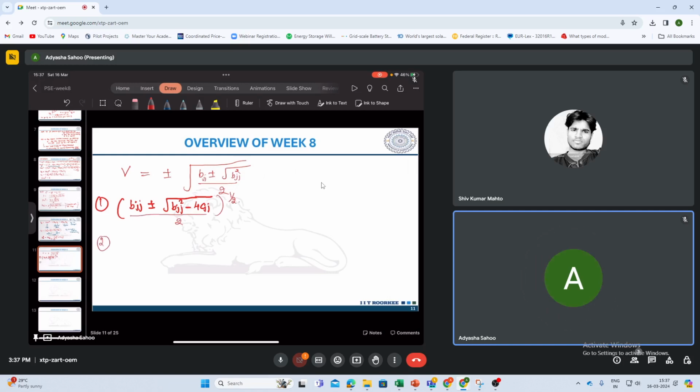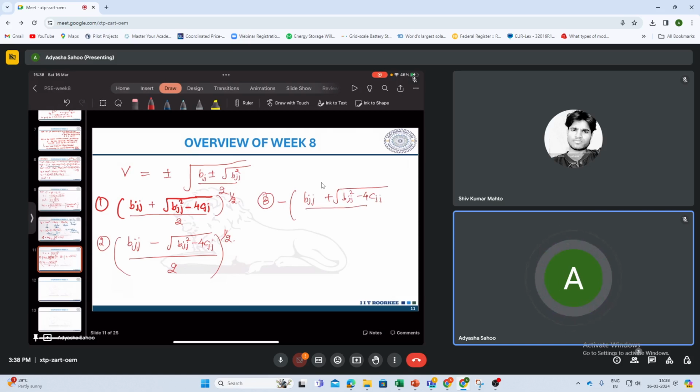Similarly, the second one is BJJ minus BJJ square minus 4CJJ divided by 2, whole square root. The third one is minus BJJ plus BJJ square minus 4CJJ divided by 2, whole square root. Similarly, minus BJJ minus BJJ square minus 4CJJ by 2, whole to the power half. Right.